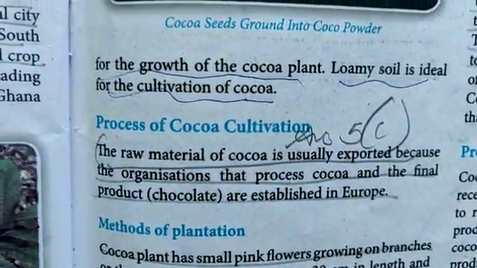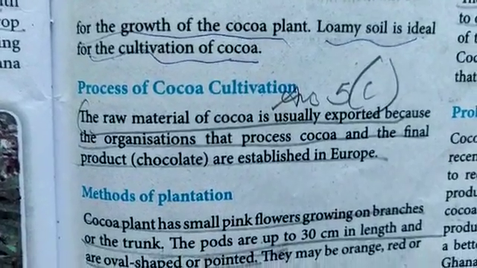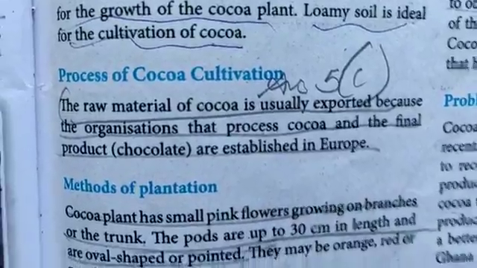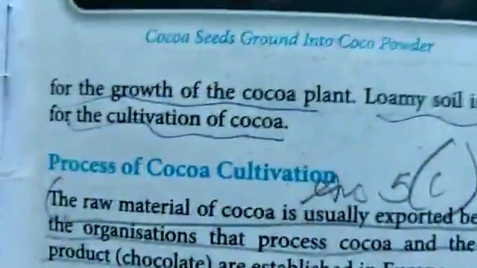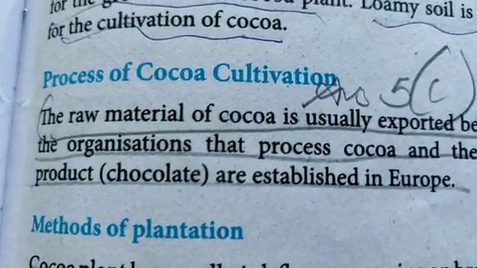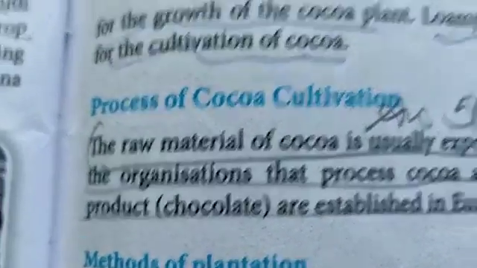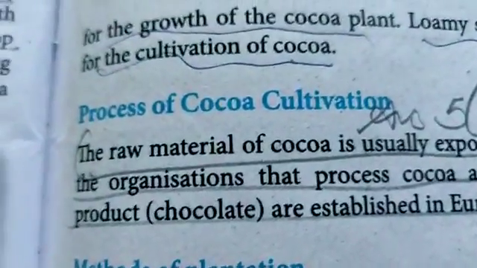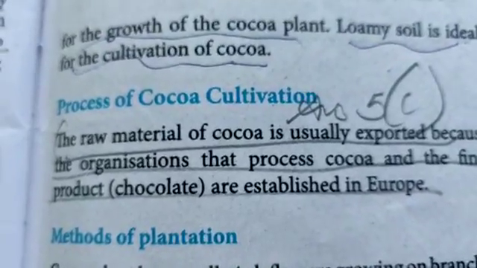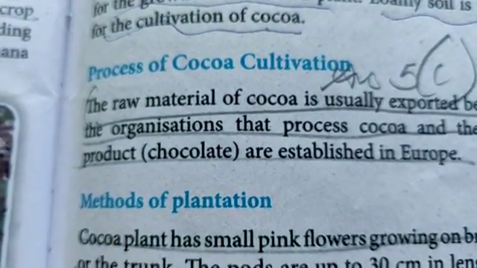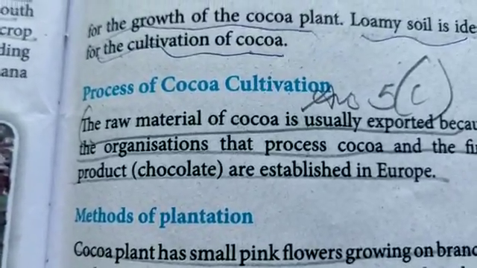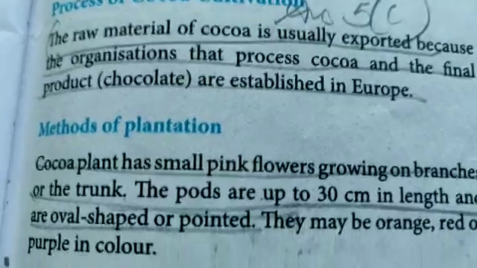The raw material of cocoa is usually exported because the organizations that process cocoa and the final product, chocolate, are established in Europe. So the finished product industry is based in Europe. Most of the cocoa pods are harvested in Ghana, Nigeria or Ivory Coast. Here they are fermented, then dried and shipped to Europe.